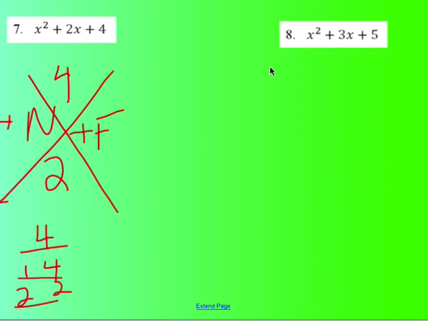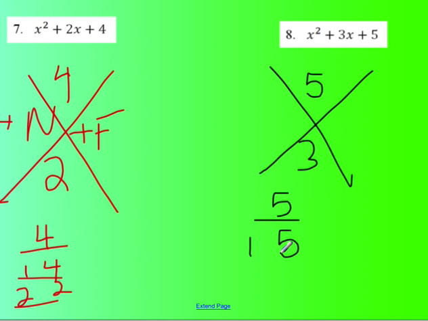Next, let's take a look at number 8. So for number 8, we're multiplying to 5 and adding to 3. Well, let's take a look at what multiplies to 5. Well, that's just going to be 1 and 5. Positive product, positive sum, both my signs are positive. There's no way 1 plus 5 is going to add to 3. So that means it's not factorable.